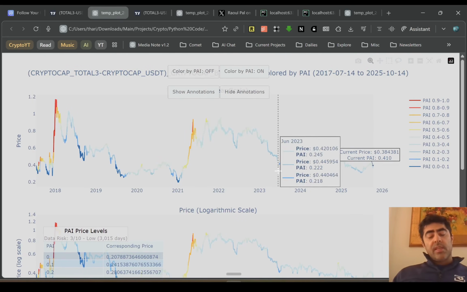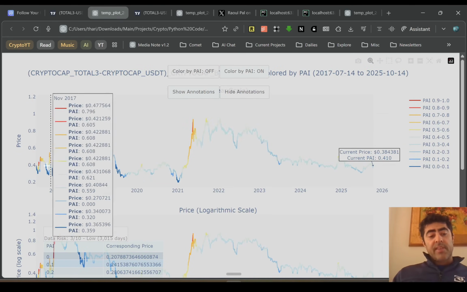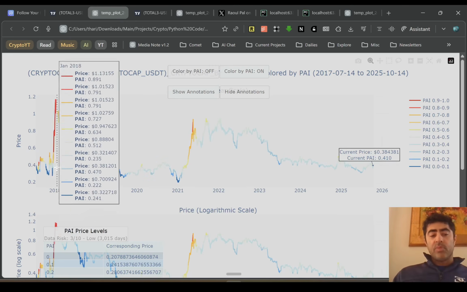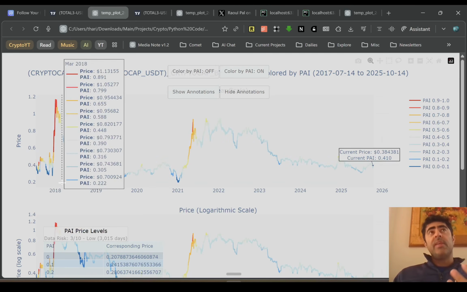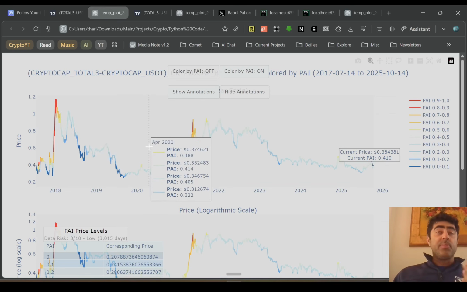You can see that in the previous cycles, there was always a dark blue region, right? And if we believe that the crypto market repeats, and it seems to repeat every 4 years, we've seen those residuals in the power law, right? They seem to peak every 4 years.